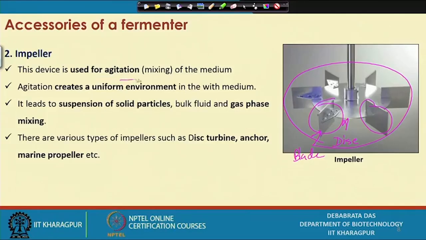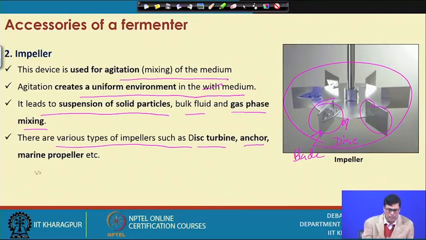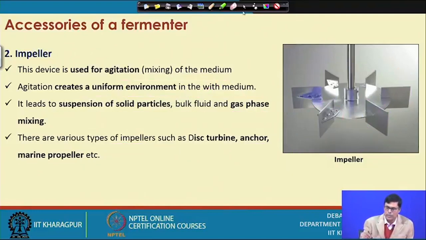In the industry, we still have to do trial and error just to optimize the number of blades in the disc. That device is used for agitation and mixing and to create a uniform environment in the media. In the media, it leads to the suspension of solid particles, bulk fluid and gas phase mixing. There are various types of impeller: disc turbine, anchor and marine propeller. I already discussed them, so I don't like to repeat it again.